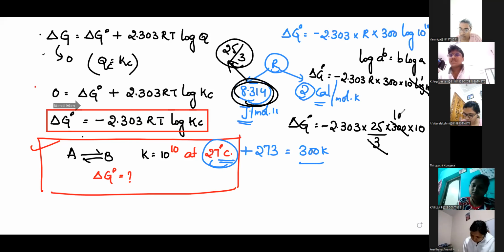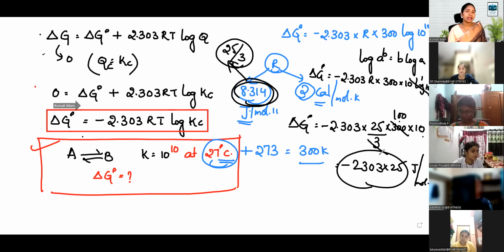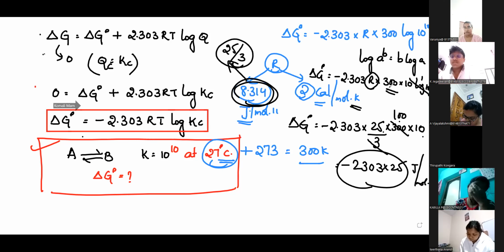100 into 10,000. So 2303 into 25. Everybody clear? Units will be joule per mole Kelvin. Joules, joule per mole. Understand? Got the clarity? Because the unit is joule per mole Kelvin, our temperature unit and this temperature unit will be cancelled. We will be having joule per mole.